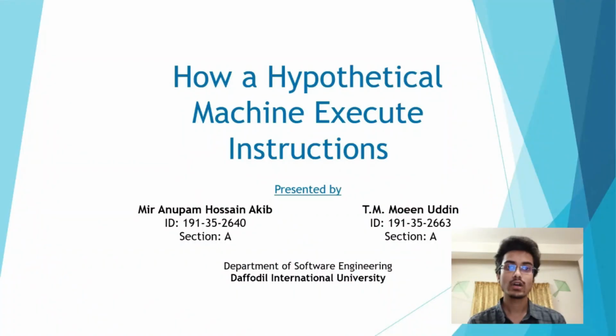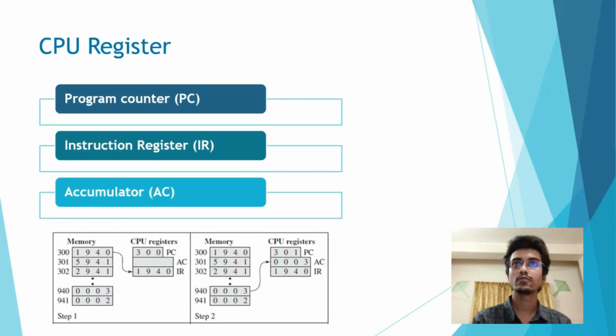Today I am going to talk about my presentation, which is about how a hypothetical machine executes instructions. Before we learn how a hypothetical machine executes instructions, we have to know about the CPU registers. There are three important CPU registers: program counter (PC), instruction register (IR), and accumulator (AC).